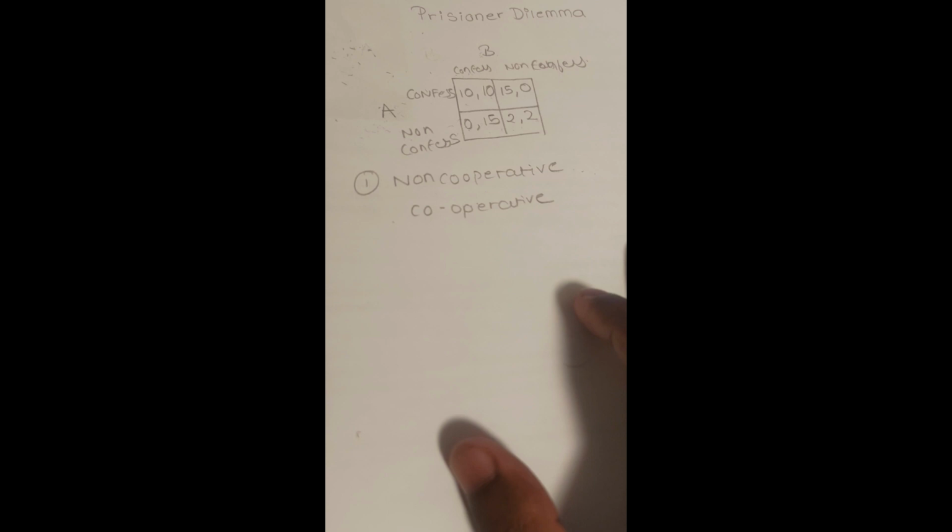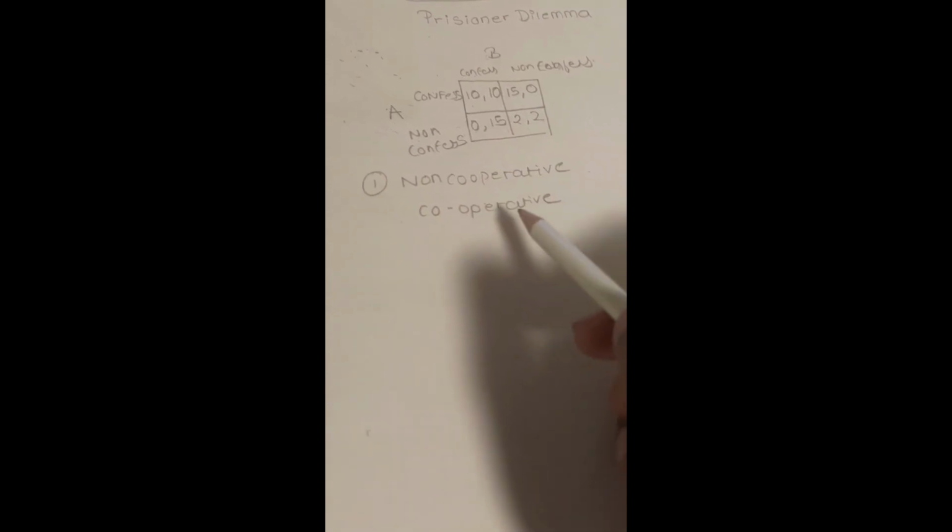So this is an example of non-cooperative. Now if this is non-cooperative, the opposite is cooperative. Cooperative is when the parties or the players know what the other person is doing. All right, so this is cooperative.